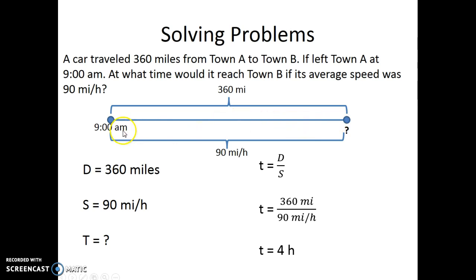Now, if we add 3 hours to 9 a.m., we get to 12, don't we? We get to 12 noon. And then we need to add that extra hour on. Well, what happens after 12, right? The numbers start over. So 9 a.m. plus 4 hours is going to equal 1 p.m. So that would be the correct answer.